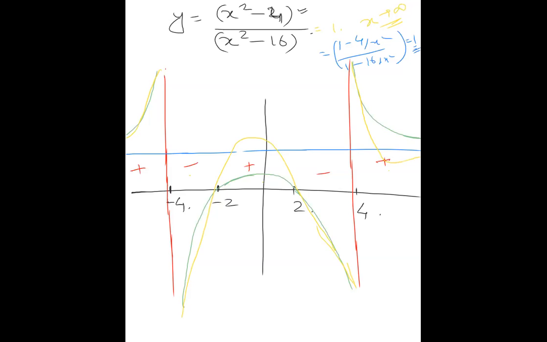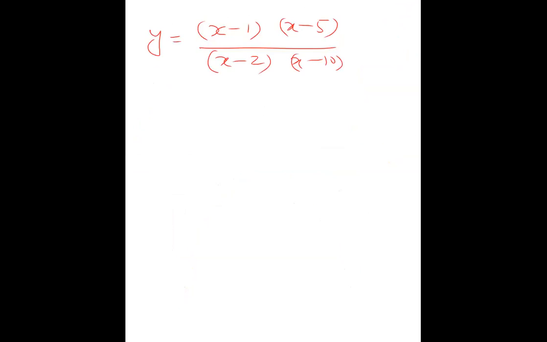So this is not the graph, this is not the graph, this is not the graph. So the green one is our graph. Please note down and think now.